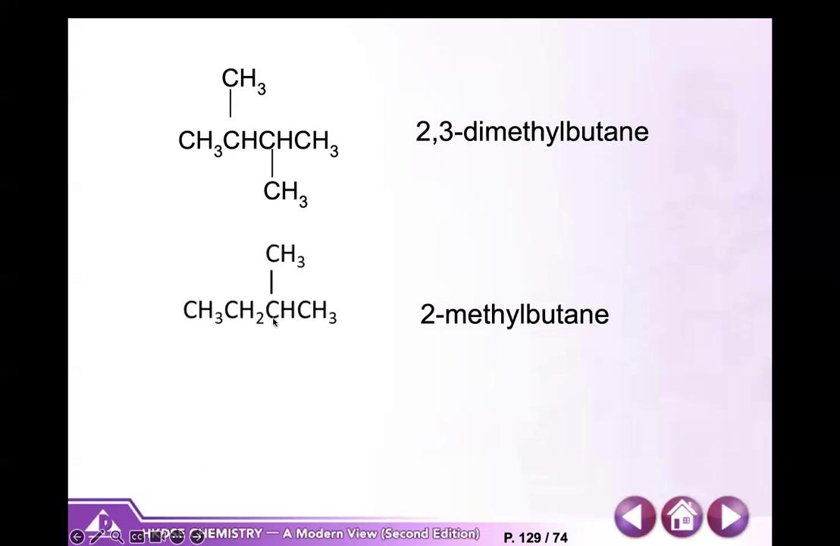If we eliminate one, this one is in fact methyl butane, because the methyl group must be present on the second carbon, but not the third one. So we don't have 3-methyl butane, because if it is 3, that means we can count it off from the left-hand side to the right-hand side. This is also true as well. So we just have one kind of methyl butane.